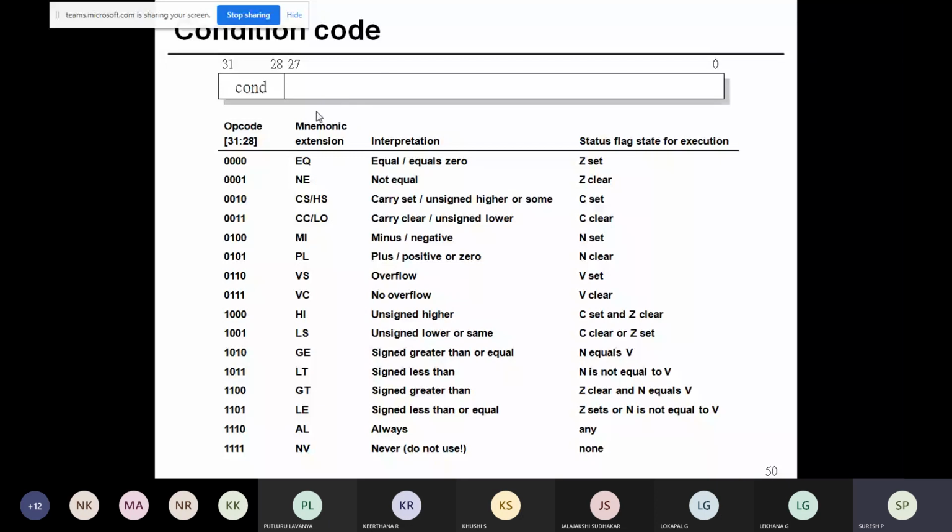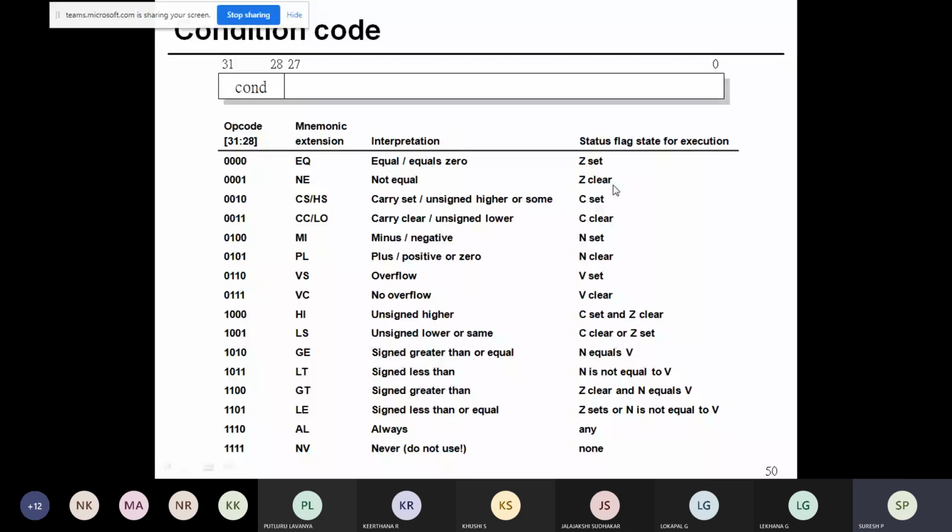So then what is that particular extension stands for? EQ, equal. So equals 0. So when Z is set, so when Z is 1 and if your opcode is 0000, then it is going to tell you that the zero flag is set. Similarly, for not equal, Z flag not equal means what? Your Z flag is 0, Z clear.